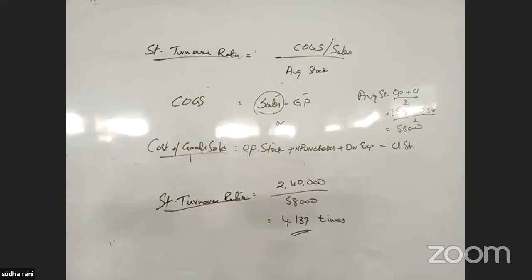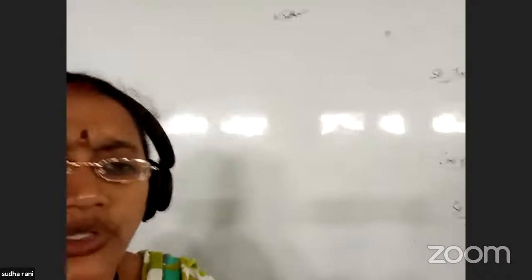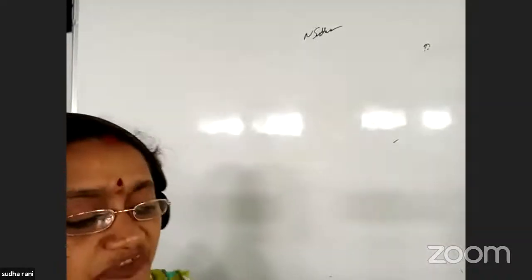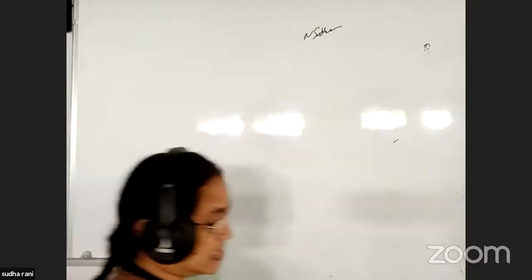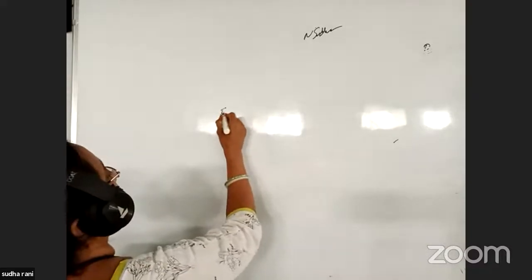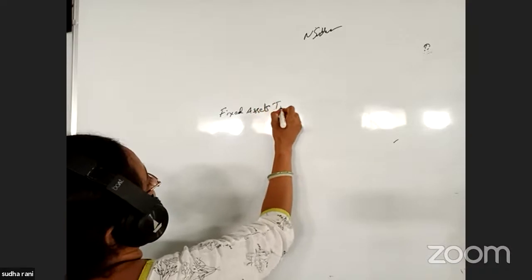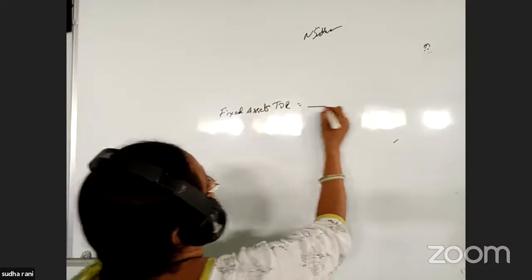Fixed asset turnover ratio. What is the fixed asset turnover ratio? It tells us the ability of a company in converting its fixed assets into sales. Means how efficiently it is using its fixed assets to convert into sales is what the fixed assets turnover ratio tells us. So how do we calculate this?